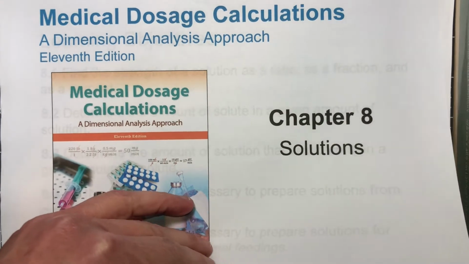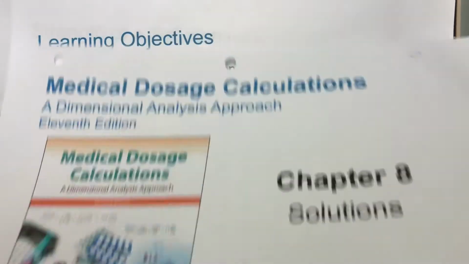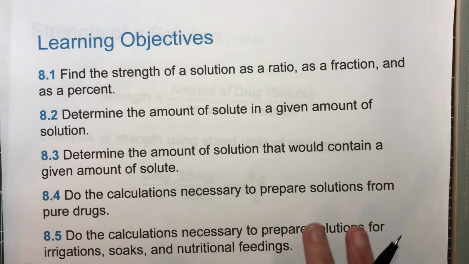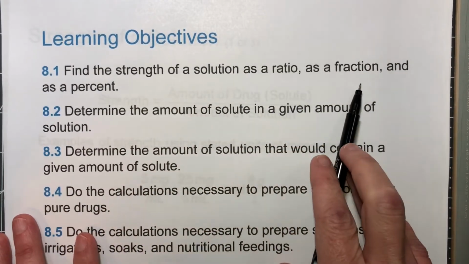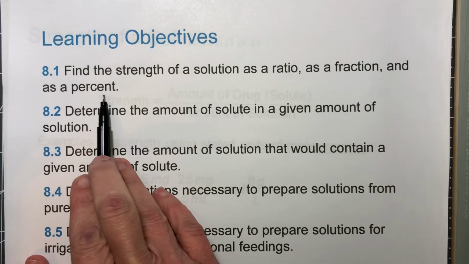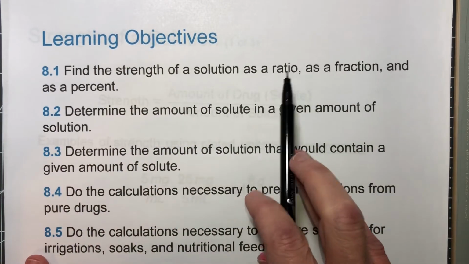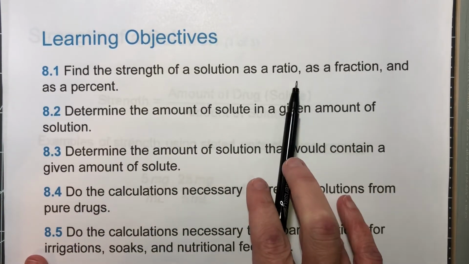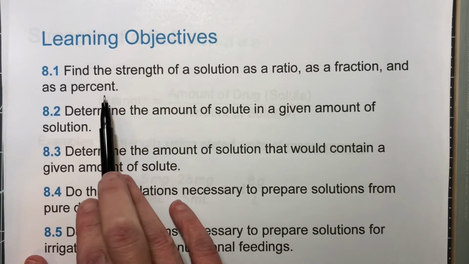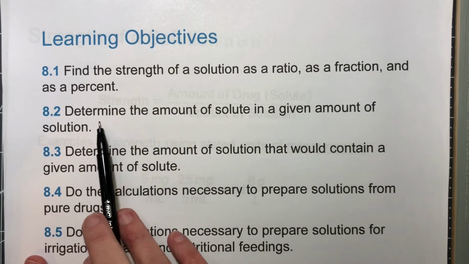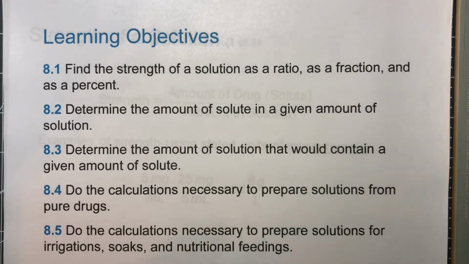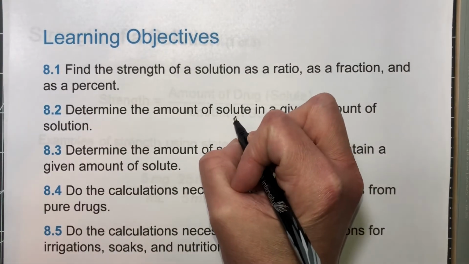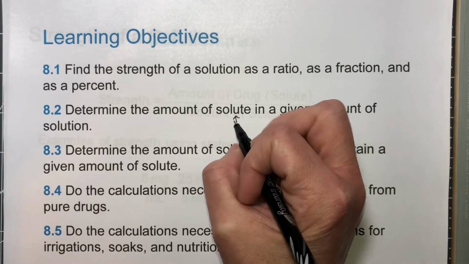So what we're going to do first is find the strength of a solution as a ratio, as a fraction, and as a percent. So we're going to be doing some conversions. These two are very easy to do, and this one isn't hard, but it is a little different. We're going to determine the amount of solute in a given amount of solution, and a solute is the thing to be dissolved.